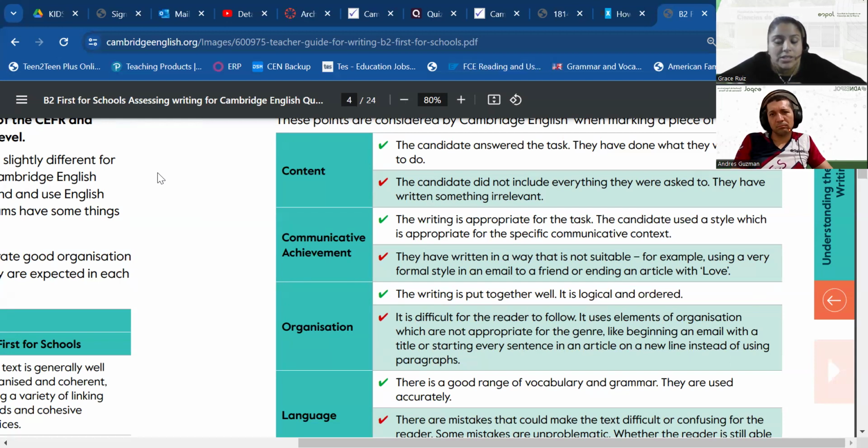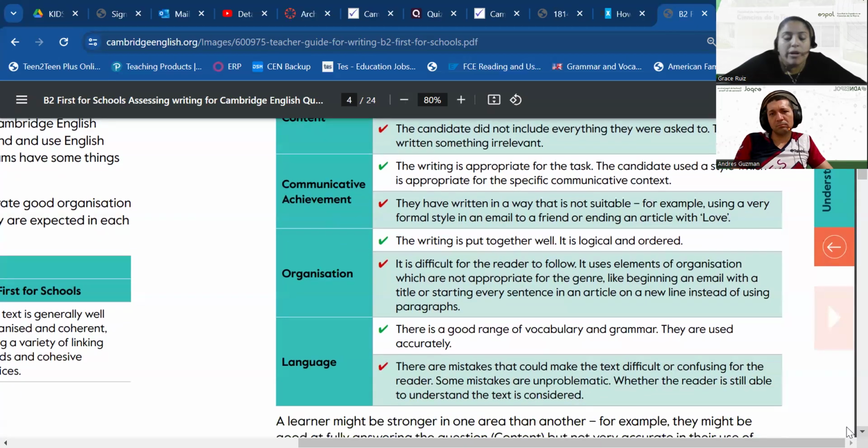En cuanto al language, vas a obtener buena nota si dice que estás usando un good range of vocabulary and grammar. They are used accurately. O sea, no solamente hay que usarlos, sino que usarlos de manera correcta. Entonces hay que tener mucho cuidado con el vocabulario que estemos utilizando. ¿Cuándo se vuelve un problema? If there are mistakes that could make the text difficult or confusing for the reader. Some mistakes are unproblematic. Whether the reader is still able to understand the text is considered. ¿Ya?